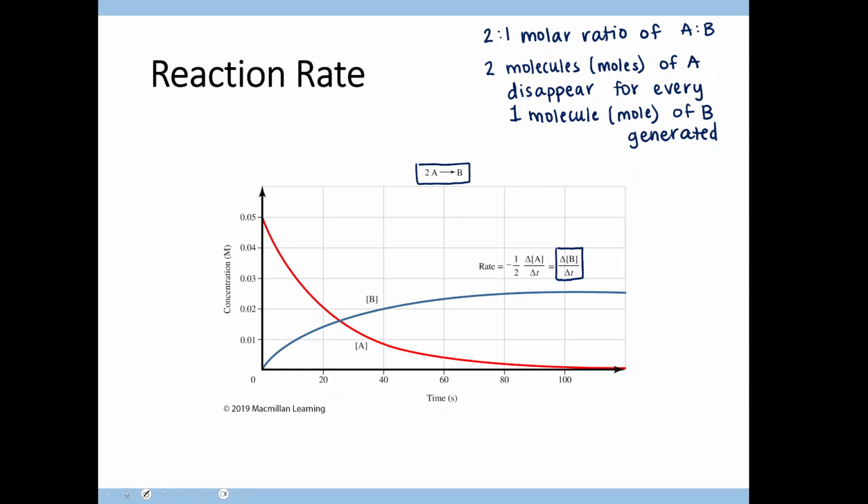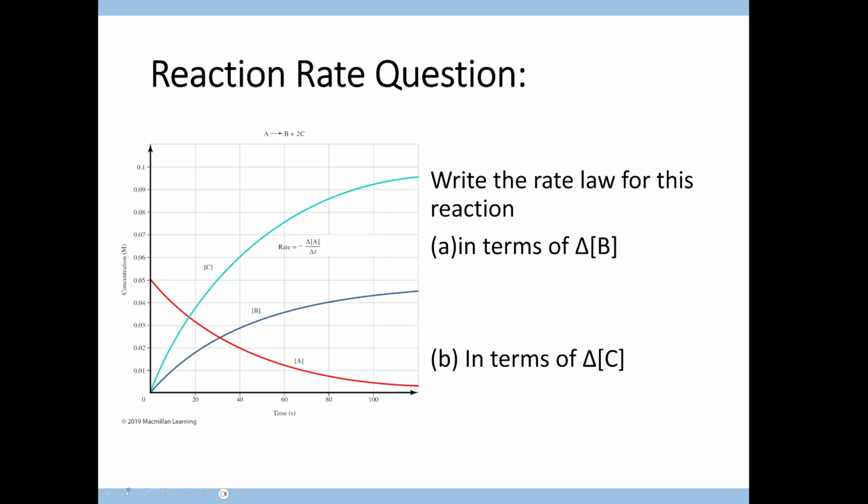Let's look at another one where we have 2 products here. So A goes to B plus 2C. So now we have two products, one reactant. A and B are in a 1 molar ratio. And then C has a 2-times molar ratio to both A and B.